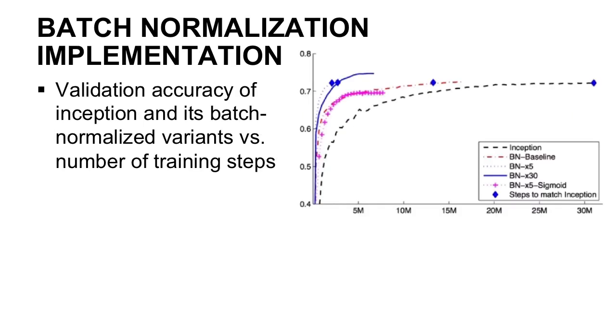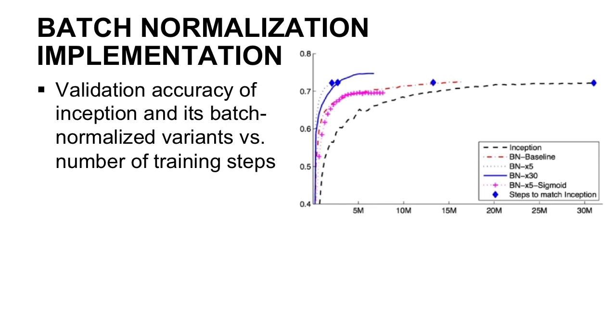Here we have a graph that compares the performance of adding batch normalization to the Inception model. On the y-axis, we've got the validation accuracy of the model for a classification task. And on the x-axis, we've got the number of training steps it takes to achieve that accuracy. The black line represents the Inception model without batch normalization, and all the other lines include batch normalization in their training. We can see that they're able to achieve similar validation accuracy much faster.